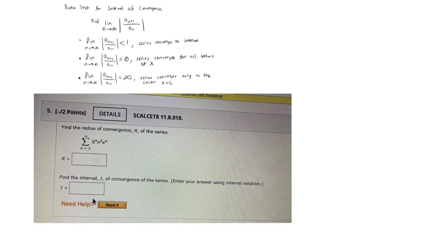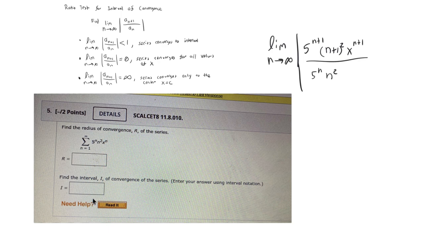Okay, looking at problem number 5, find the radius of convergence. I say we just kind of cut to the chase with the ratio test. I think we're all getting the hang of it by now. So we're looking at 5 to the n plus 1 times n plus 1 to the 2 times x to the n plus 1. And we would be dividing that, really, by the original, x to the n right there.